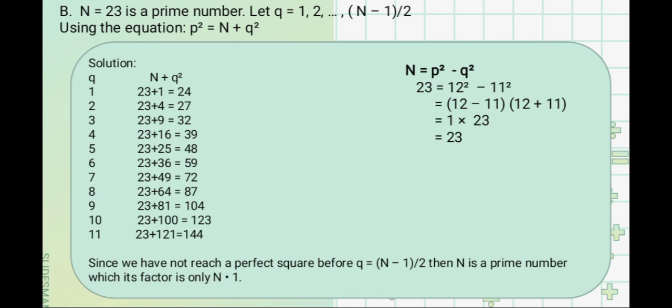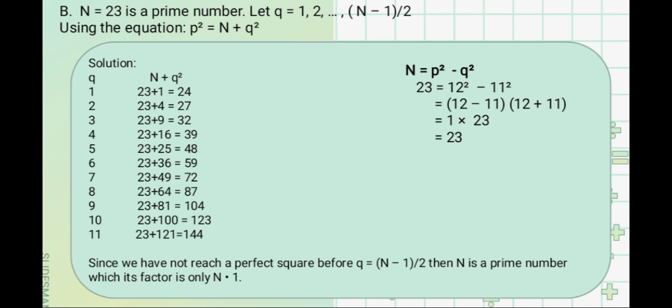So 24 is not yet a perfect square, right? So proceed ta sa 2. So 23 plus 4 is equal to 27, not a perfect square. 23 plus 9 is equal to 32, not a perfect square. 23 plus 16 is equal to 39, not a perfect square, up until dinhi sa ato ang Q nga 11. So we have here 23 plus 121 is equal to 144. And we observe that 144 is not a perfect square.